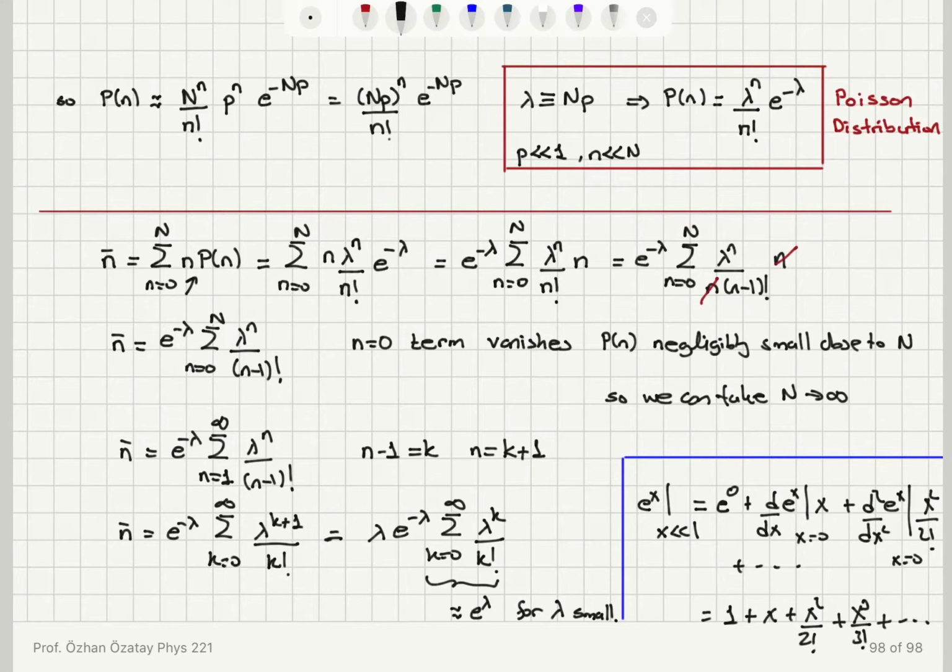And then I have for the average value of n, lambda e to the minus lambda, e to the plus lambda. So these two will give me a 1, so that I will find the average value of n is lambda, and lambda is capital N p. So the mean value in the Poisson distribution is capital N times p, the same mean value that we obtained in the Gaussian distribution.